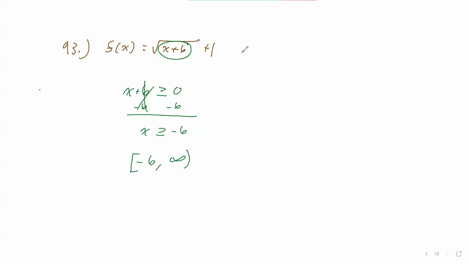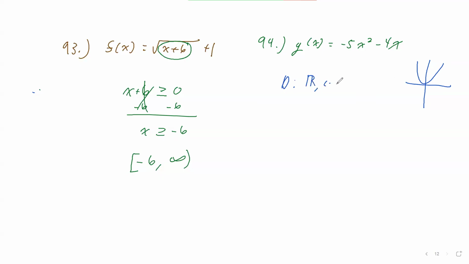All right, let's look at one more. So let's look at number 94. g of x equals negative 5x squared minus 4x. Note here, this is a quadratic. So know that a quadratic roughly looks like this, and just like a linear function, it has no restrictions to its domain. So the domain here would be all real numbers, or negative infinity to infinity.